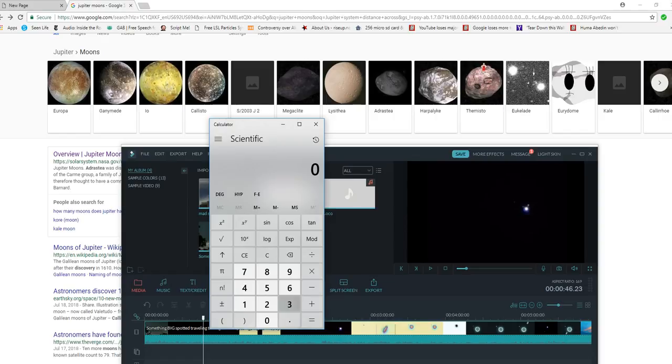Okay, what I did was I took the diameter of Jupiter, which is about 88,000 miles, and I divided that by 3/5 of a second, and I came up with this number, 146,666 miles per second. Not above the speed of light, but definitely fast. Okay, this is only an estimate.